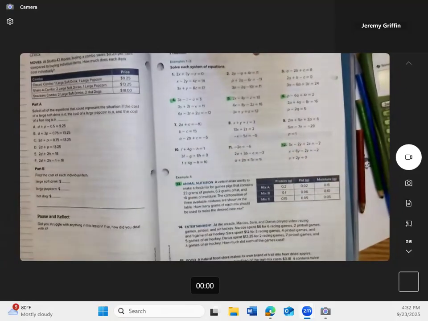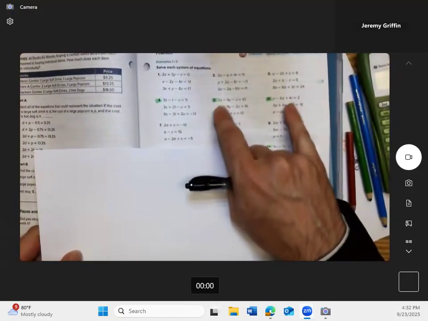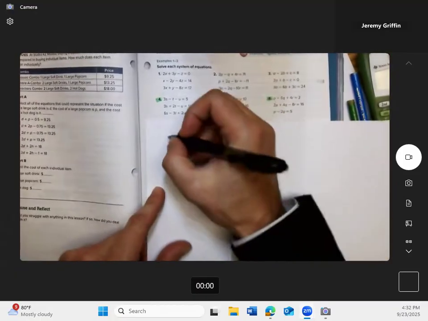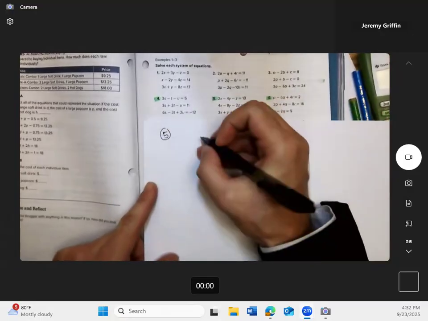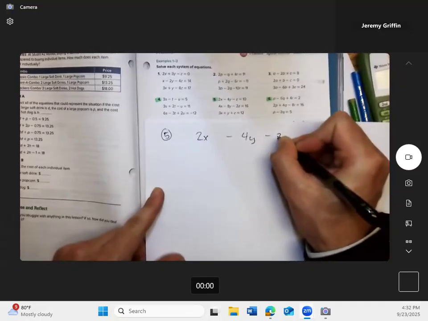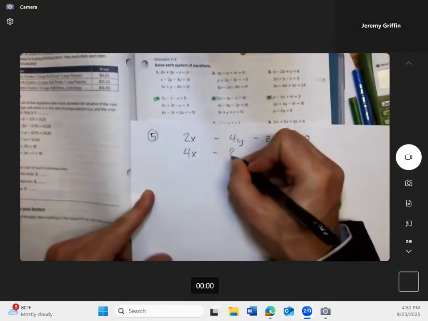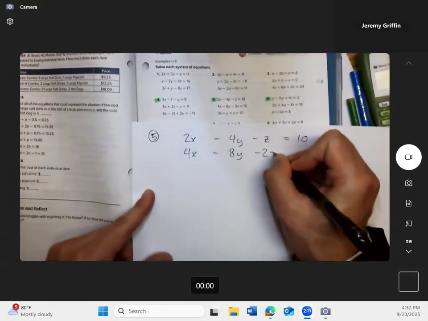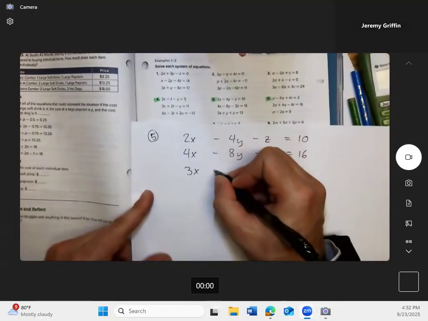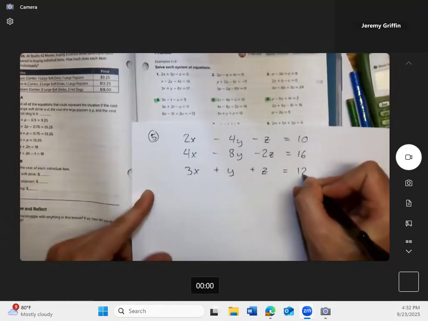Number 5. I think if I remember right, between 5 and 6, one of these is no solution and one of these is infinitely many solutions. And I forget which one's which, but I think we'll find out organically just by trying to solve it. So 2x minus 4y minus z equals 10. 4x minus 8y minus 2z is 16. And 3x plus y plus z equals 12.